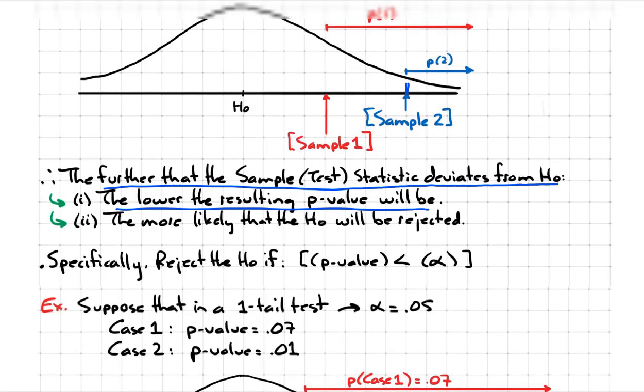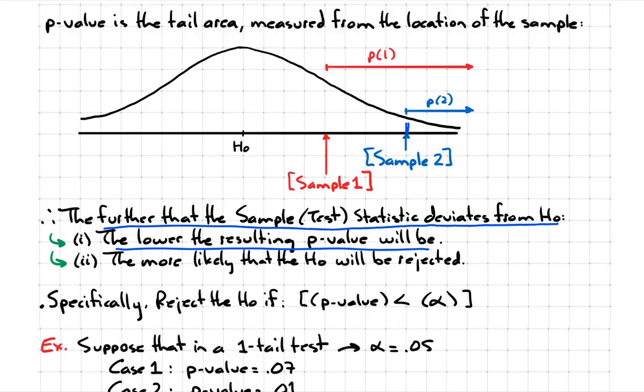In other words, again, ladies and gentlemen, the trick I have for you is p-value is tail area. So when they say the lower the resulting p-value, it's the lower the resulting tail area. And the more likely it'll be that the null will be rejected. Well, that kind of makes sense, right? So you can argue that sample 1 is fairly close to the null, so therefore we would accept it. But if you look at sample 2, it's really deviated away from the null. So sample 2 is less likely to support the null statement.